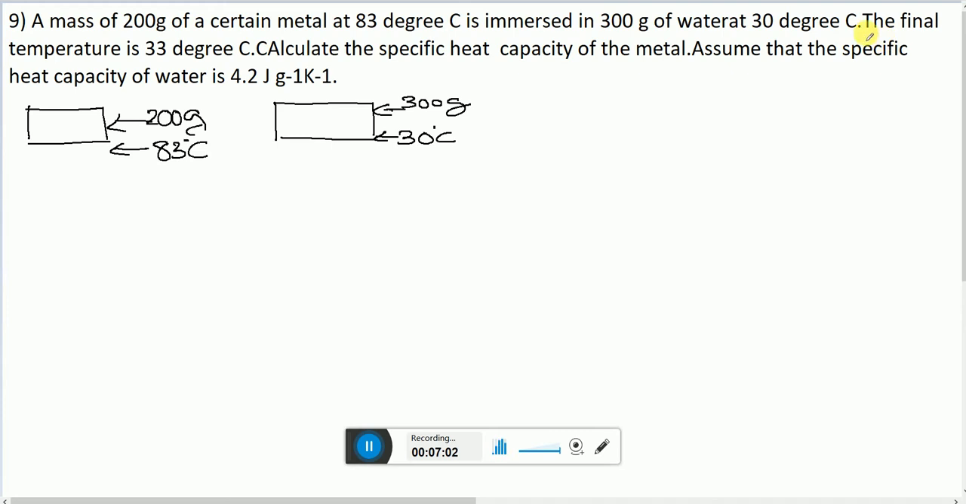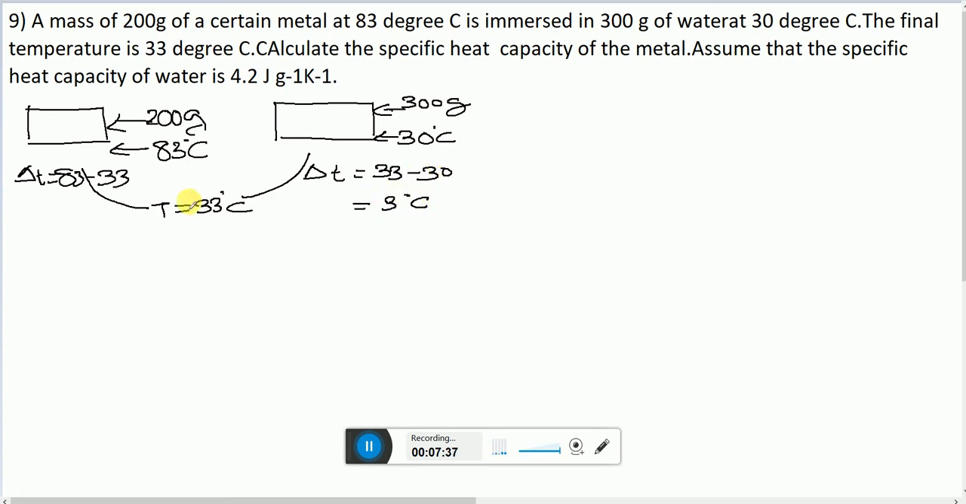Alright, now moving to the next part. The final temperature is 33 degrees centigrade. So when this metal is immersed in the water, the final temperature reached is 33 degrees centigrade. That means the temperature difference for this will be 83 minus 33, and the temperature difference for this will be 33 minus 30, which is equal to 3 degrees centigrade, and here it is 50 degrees centigrade.